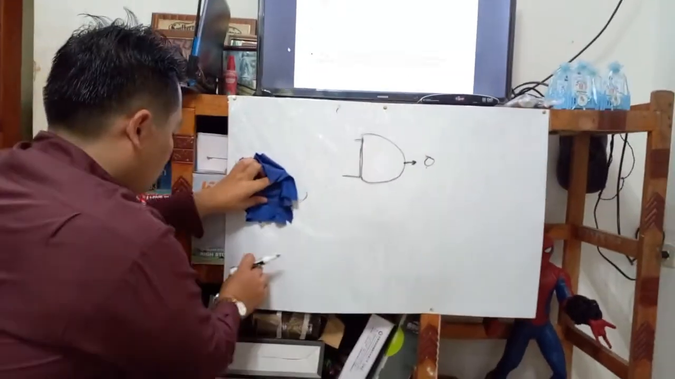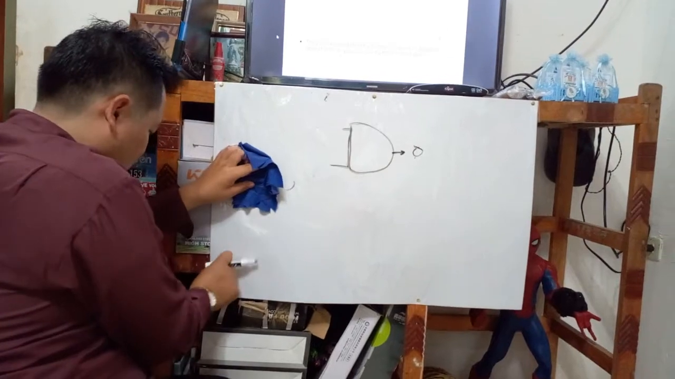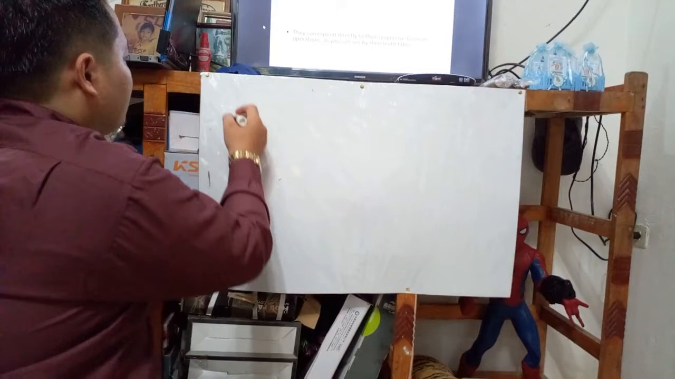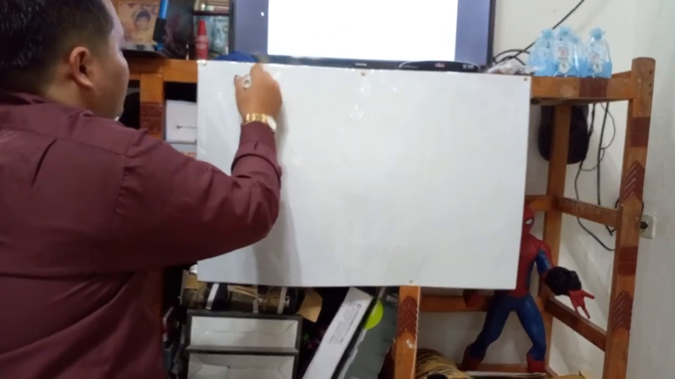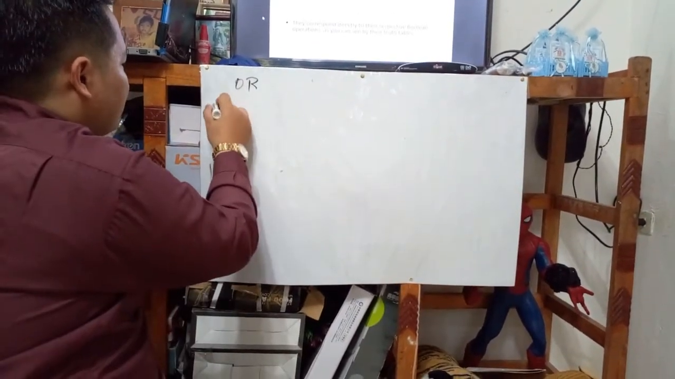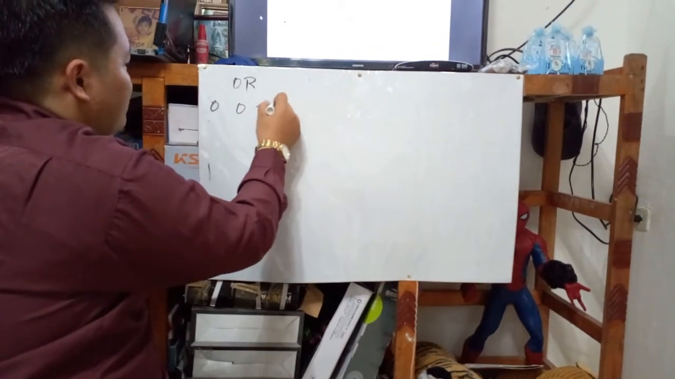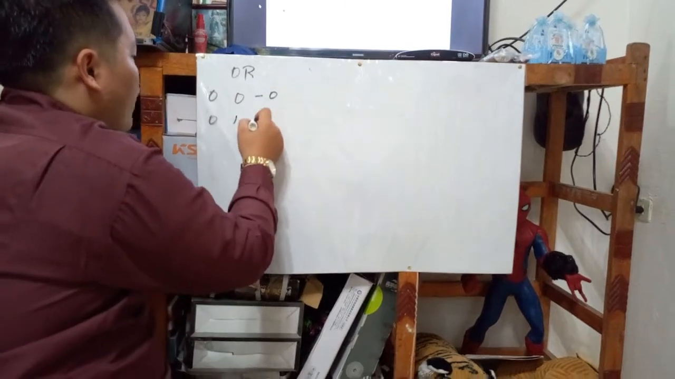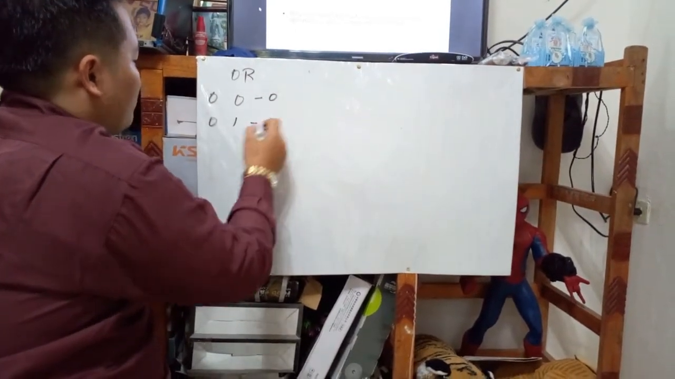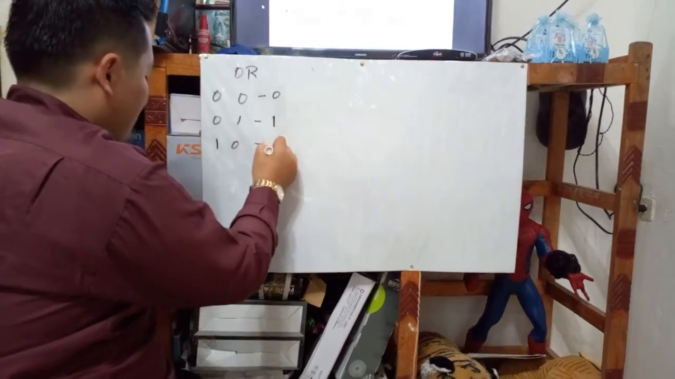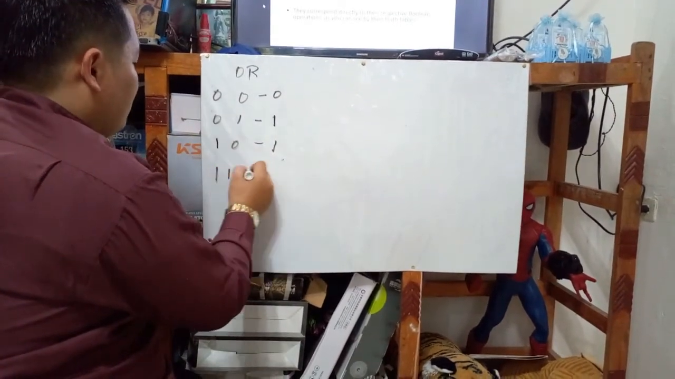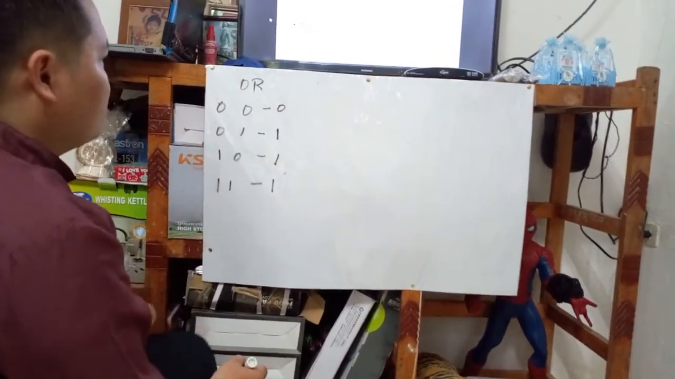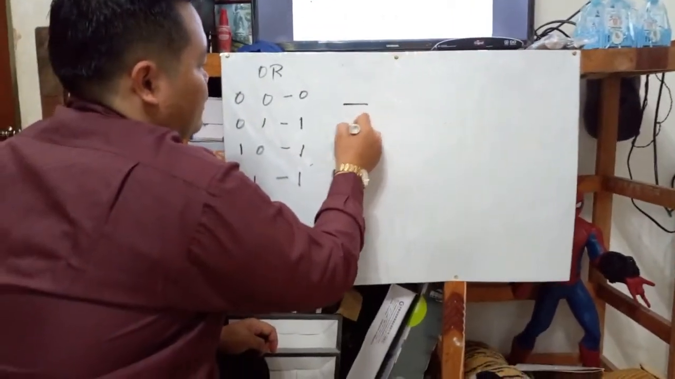So let's proceed for the or. So sa or na to nga table, we have 0 and 0. Your answer is 0. 0 and 1, bali siya sa atong and, if there is 1, your statement is true, your answer will be 1. 1 and 0 is equal to 1. All 1 naturally is all positive or all true. So the symbol of that is like that.